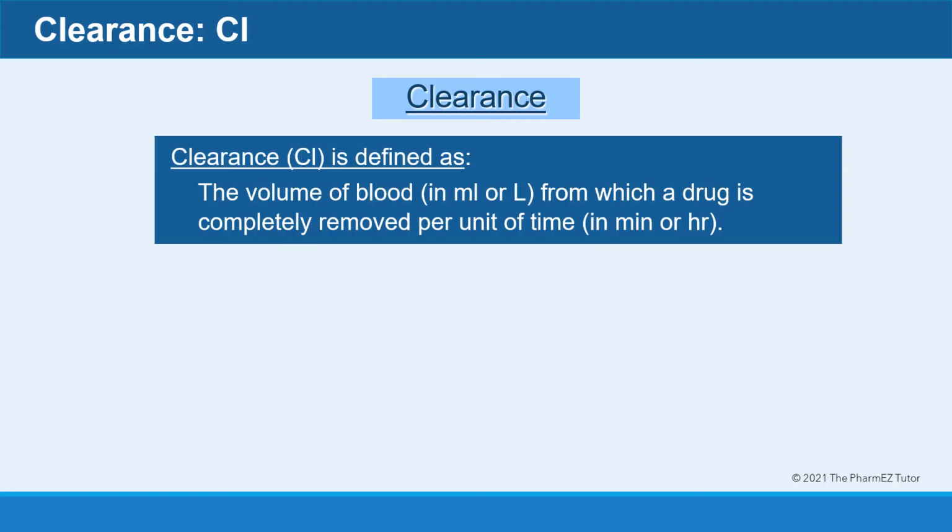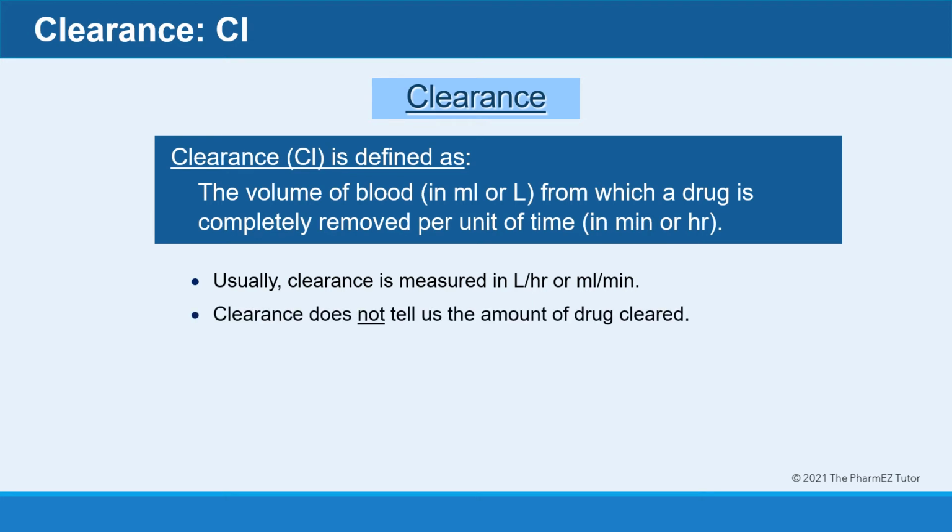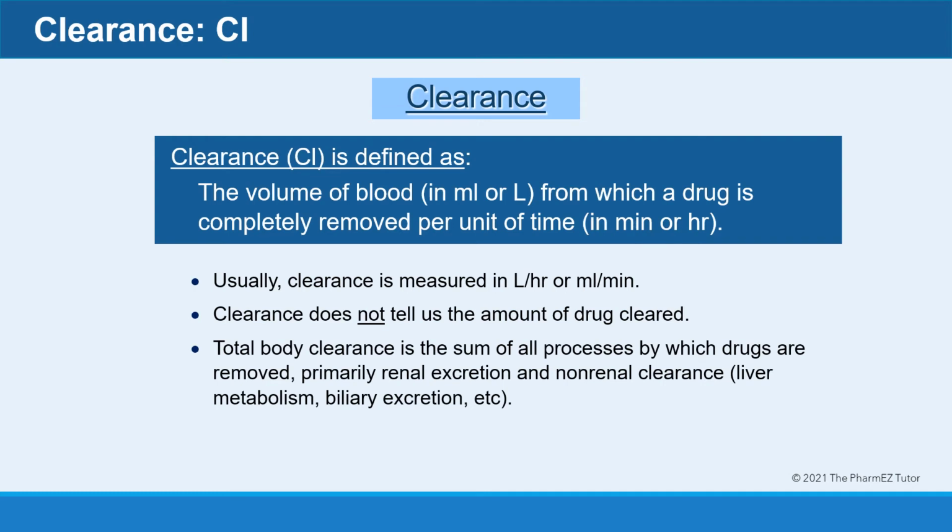Clearance is defined as the volume of blood in mLs or liters from which a drug is completely removed per unit of time in minutes or hours. Usually, clearance is measured in liters per hour or mLs per minute. Clearance does not tell us the amount of drug cleared. Total body clearance is the sum of all processes by which the drugs are removed, primarily renal excretion and non-renal clearance, liver metabolism, biliary excretion, etc.